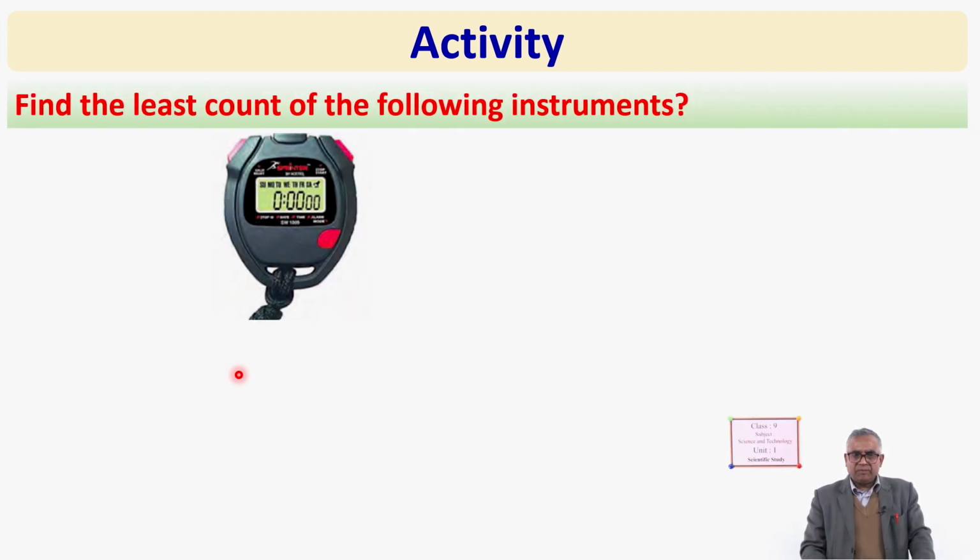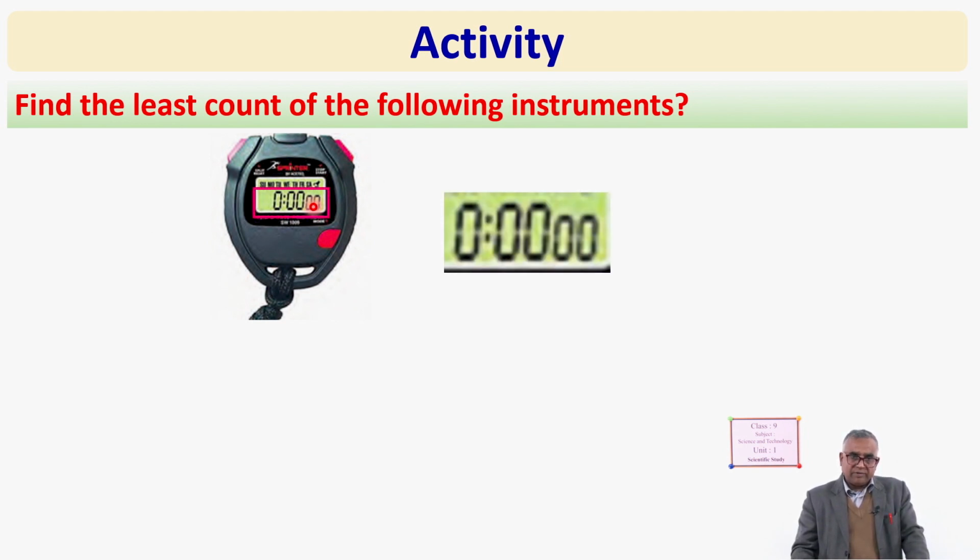Now, next example you have to see is the stopwatch. Stopwatches are also of different capacities. This stopwatch shows the numbers 0, 0, 0, 0, 0. What do they stand for? The first place is for minutes, the next two places are for seconds, and the next two places are for hundredths of 1 second. That is called a centisecond. Centi means 1 by 100.